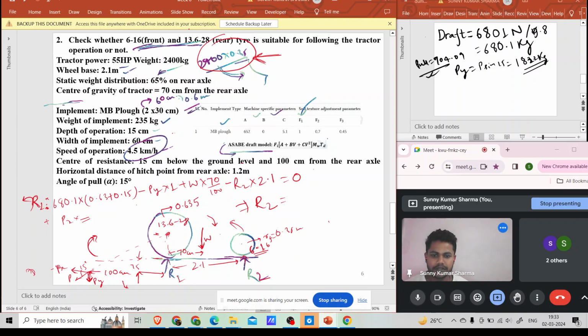Because if this dynamic weight increases by more than 20%, then this will give a steering problem. The dynamic weight on the front wheel is responsible for the problem with steering. If it increases very much, then there comes the problem with steering. So do you want to calculate R2?